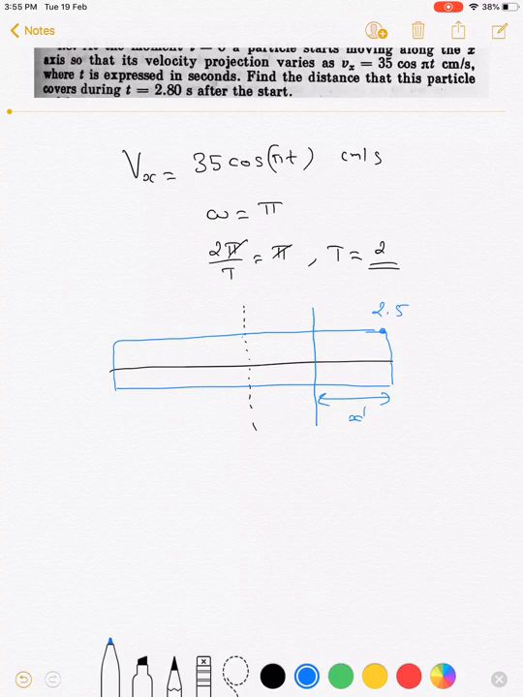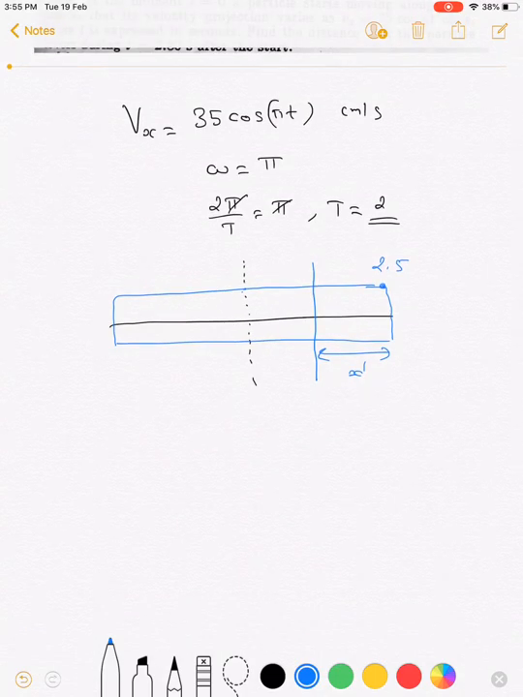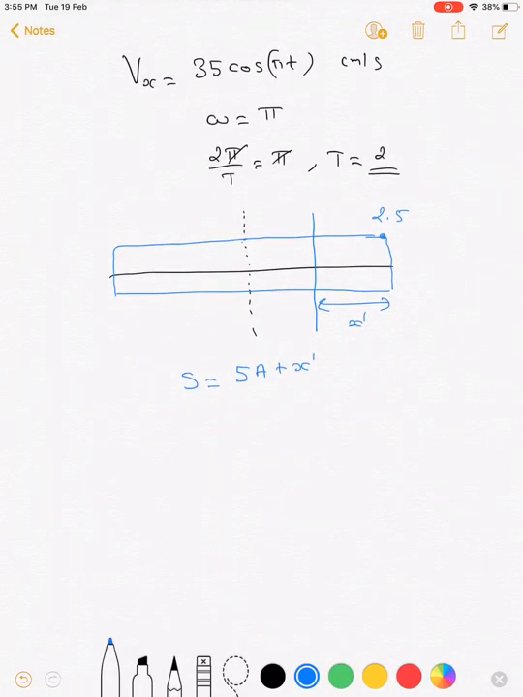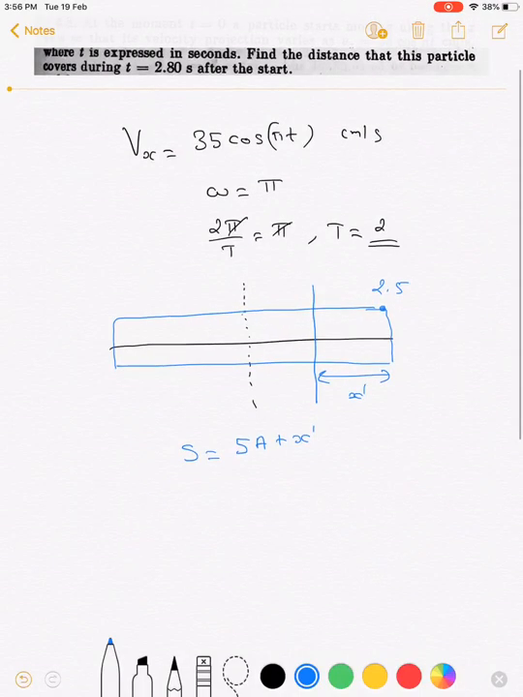Now in the remaining 0.3 seconds, the particle will travel some distance. Let's represent it by x dash. So the total distance traveled by the particle will be 5 times the amplitude of oscillation plus a distance equal to x dash. So first we can find the value of the amplitude of oscillation.